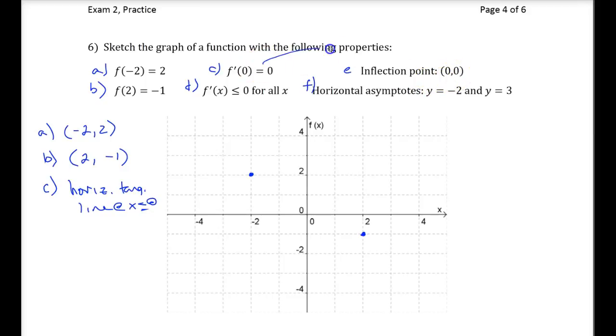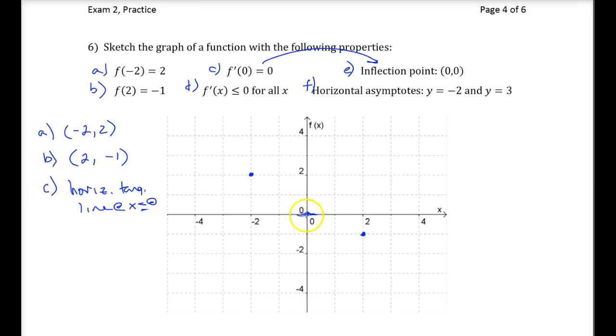But if you see here for E, we have an inflection point at (0, 0). And so an inflection point means we're changing concavity. So we're either going from concave up to concave down, or concave down to concave up. Okay. So E tells us that we have a point here, but at this point is where the concavity is going to change. And we know that we're going to have some horizontal tangent lines. So I'm just going to draw it like that.